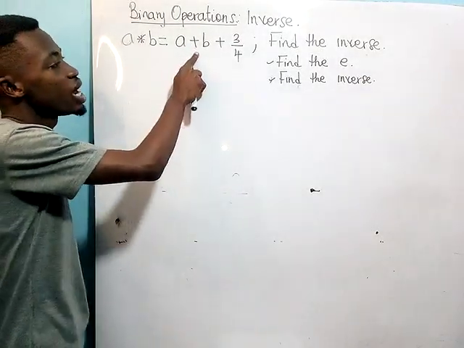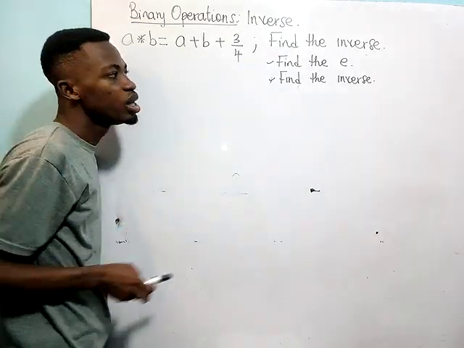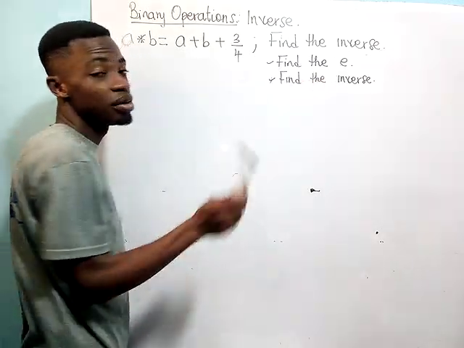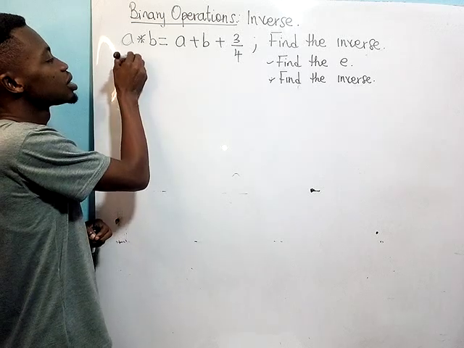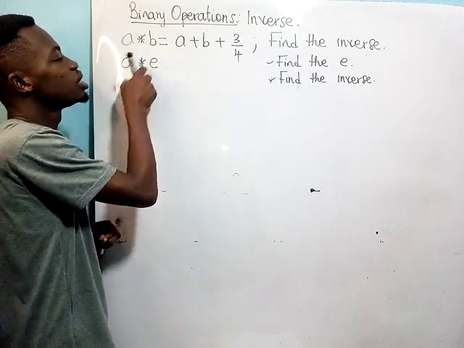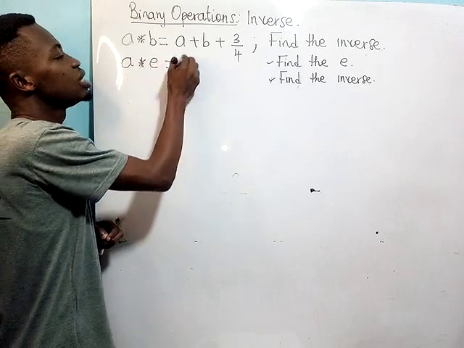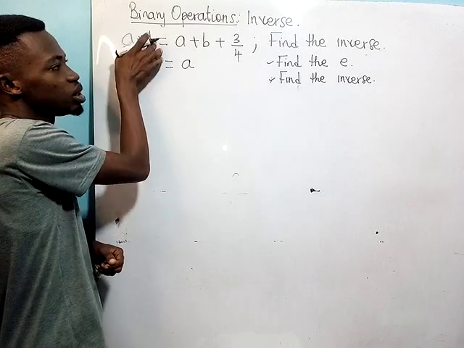And in this question, we are asked to find the inverse. But take note, we need to find the identity element first. So let's move on. We learned that to find the identity element, a number operation the identity element is equal to the number itself. Now we substitute this into this.